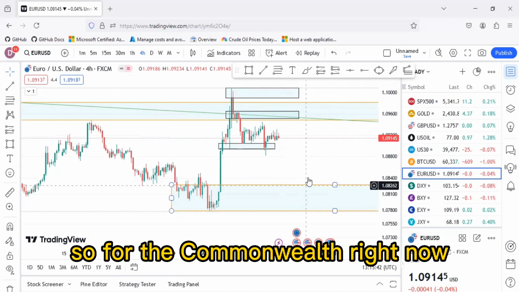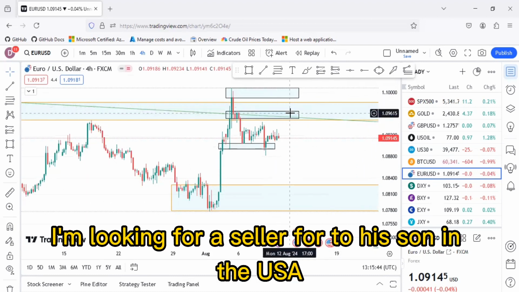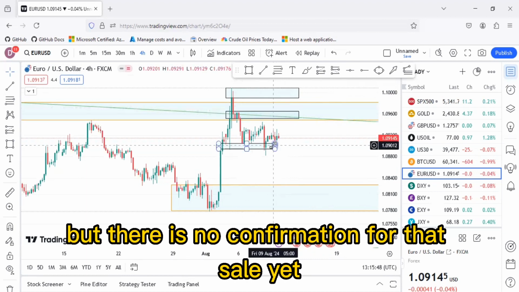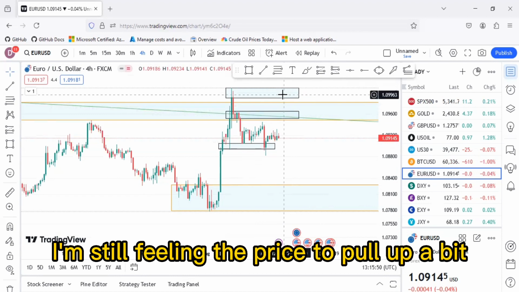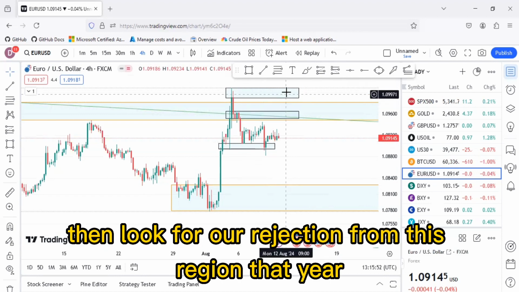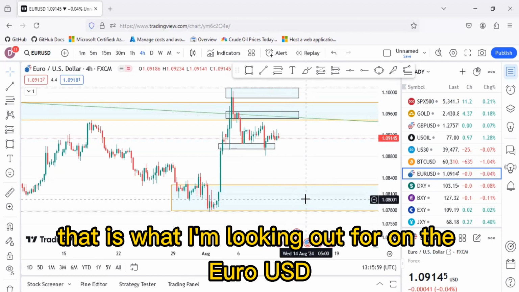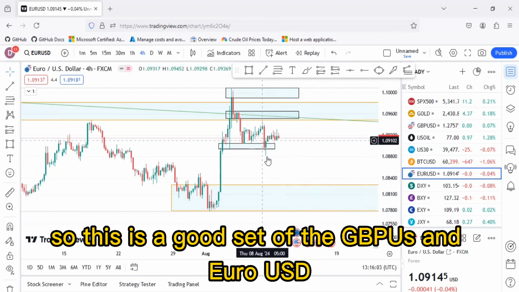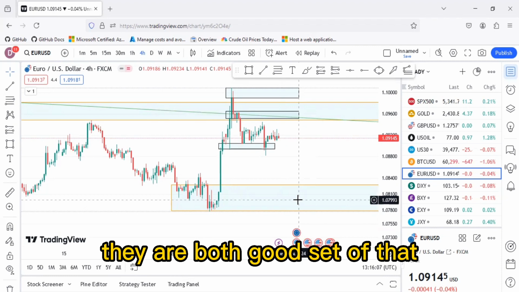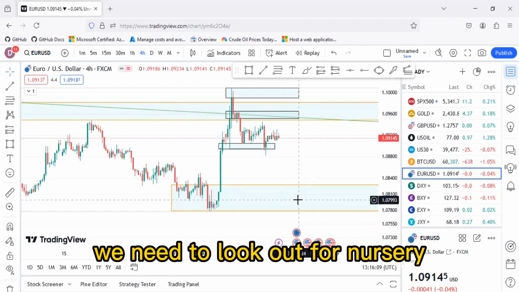So for the coming week, I'm looking for a sell opportunity on the EURUSD, but there is no confirmation for that sell yet. I'm still expecting the price to pull up a bit, then look for our rejection from this region, either here or here, before we sell to this place. So that is what I'm looking out for on EURUSD. So this is a good setup. The GBPUSD and EURUSD are both good setups that we need to look out for next week.